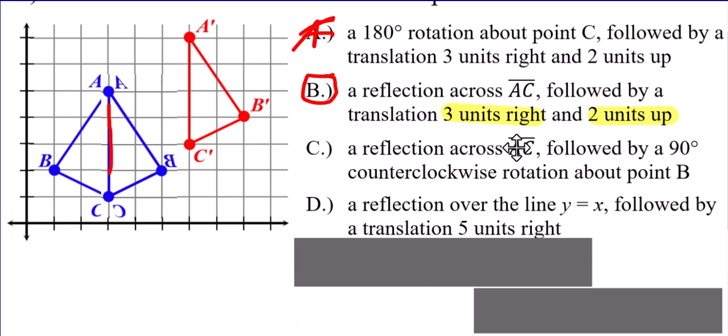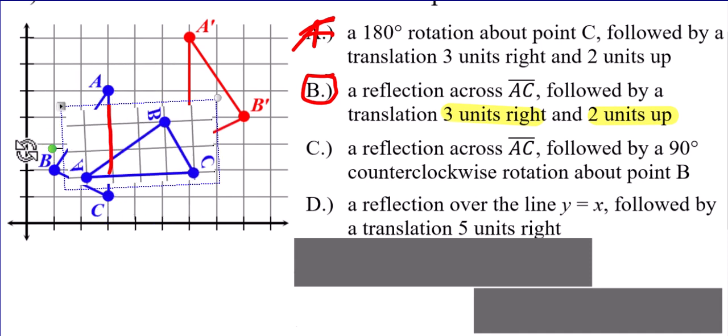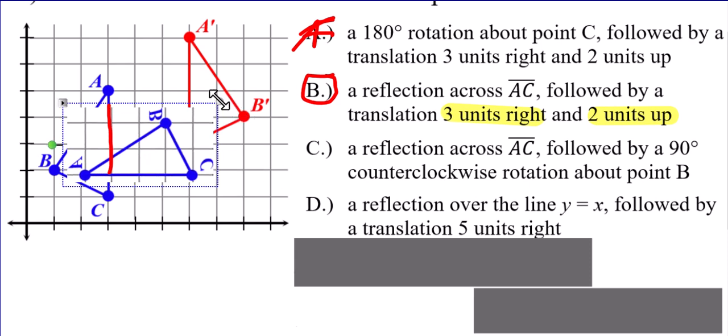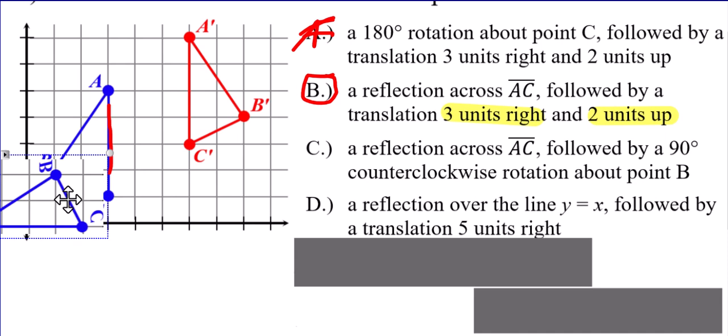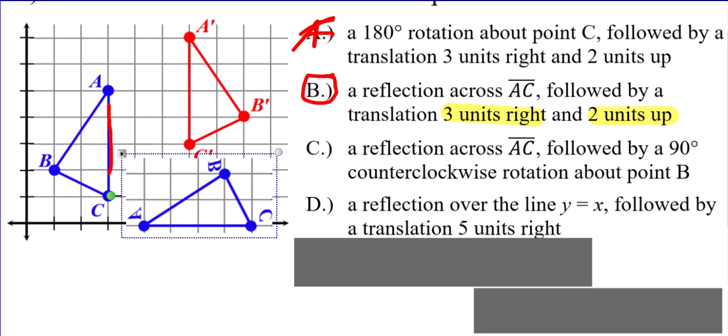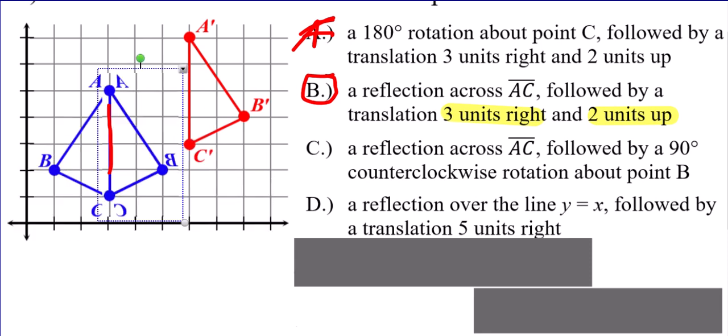Let me show you why choice C is not right. It says a reflection across line segment AC, which I already have here, and then a 90-degree counterclockwise rotation. So that would be like this, and yeah, that doesn't match my triangle, so definitely not right. Doesn't matter if I did keep the point of rotation as point B prime or point B. It's not matching this triangle at all. So goodbye choice C.